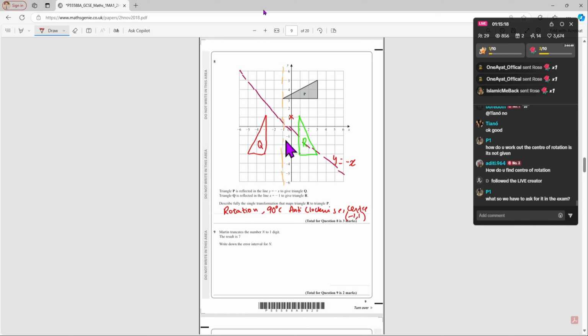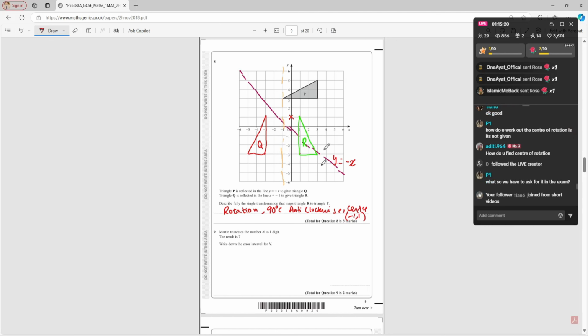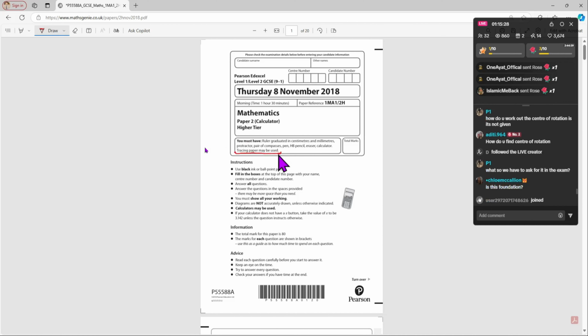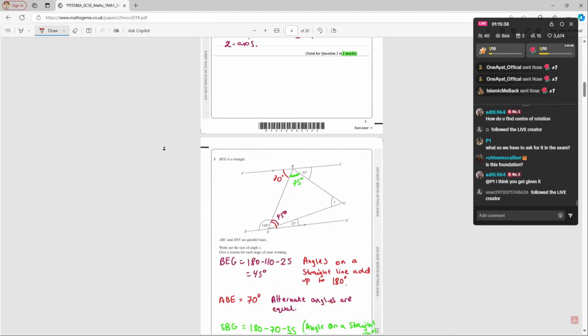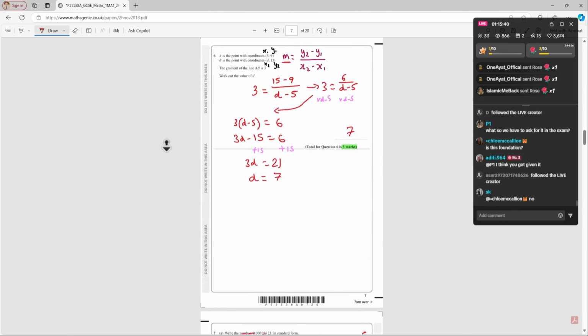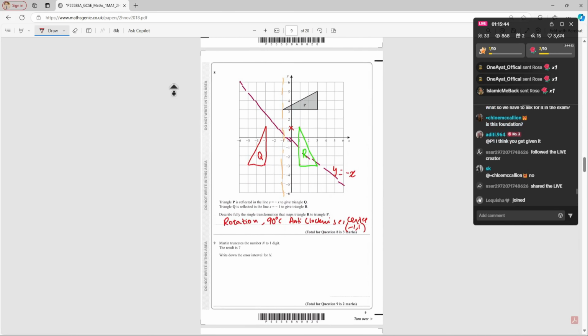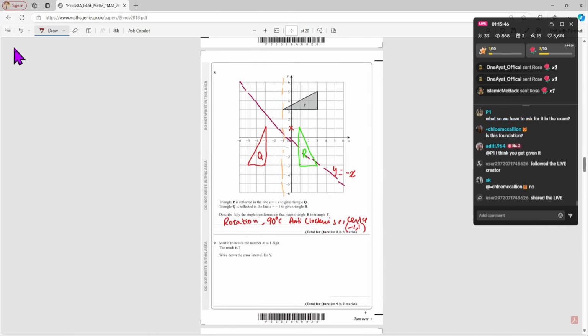They can give you tracing paper, okay? Because if I go over here, it says tracing paper may be used, so you're allowed to use a tracing paper, okay? The only time you use a tracing paper is always that rotation question, okay? If they don't give you a tracing paper, you can ask for one, okay? So that's how you would do it.